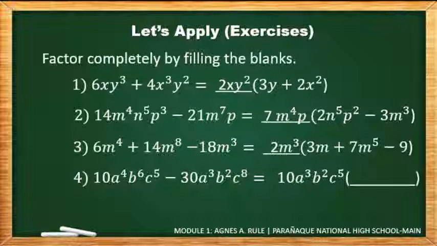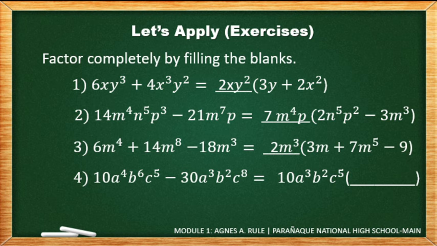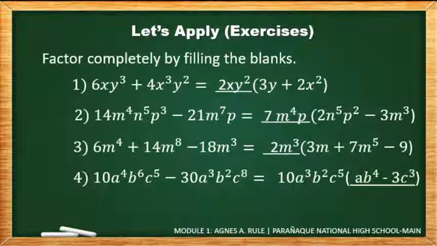So, c. c raised to 5 divided by c raised to 5 is equal to 1. Or you can cancel the c raised to 5. Second term. 30 divided by 10. 3. a cubed, cancel, magiging 1. b squared, cancel, magiging 1. Multiply mo lang yon, yung 3 times 1 times 1, 3 pa din. So, c raised to 8, c raised to 5. 8 minus 5, 3. So, therefore, meron tayong a, b raised to 4 minus 3c cubed.